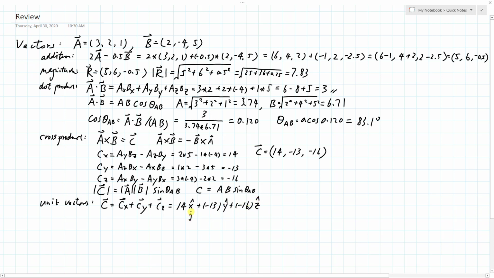Sometimes we also use i, j, k. But x, y, z are easier to understand and just more obvious what they mean. So these are the unit vectors, and you can prove the formulas for the cross product and dot product using the unit vectors, and it helps you understand how dot and cross products work. So that's pretty much all for the vectors.